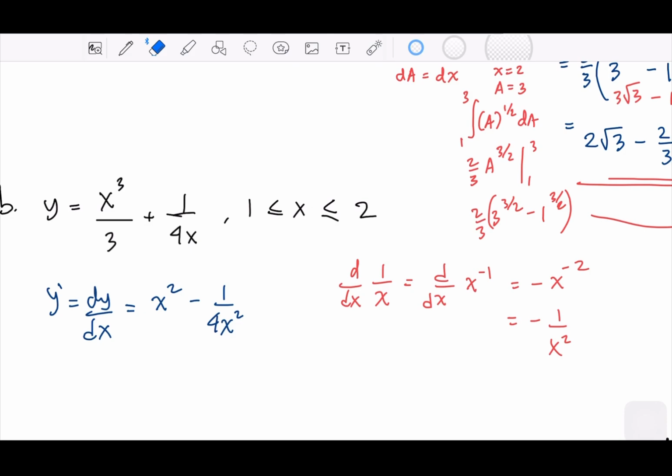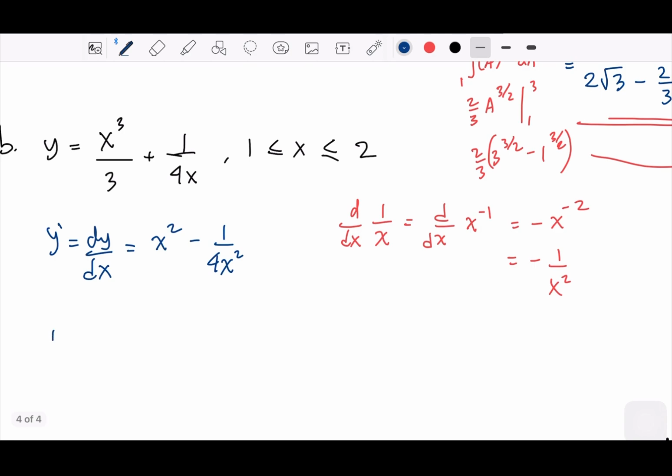Okay, but it's not over yet. We need to make it into our arc length formula, but let me just write one by one. So let me just square it and then plus 1. Okay, so 1 plus the whole thing, x squared minus ... squared, like that. Okay, now it's x squared and then squared.